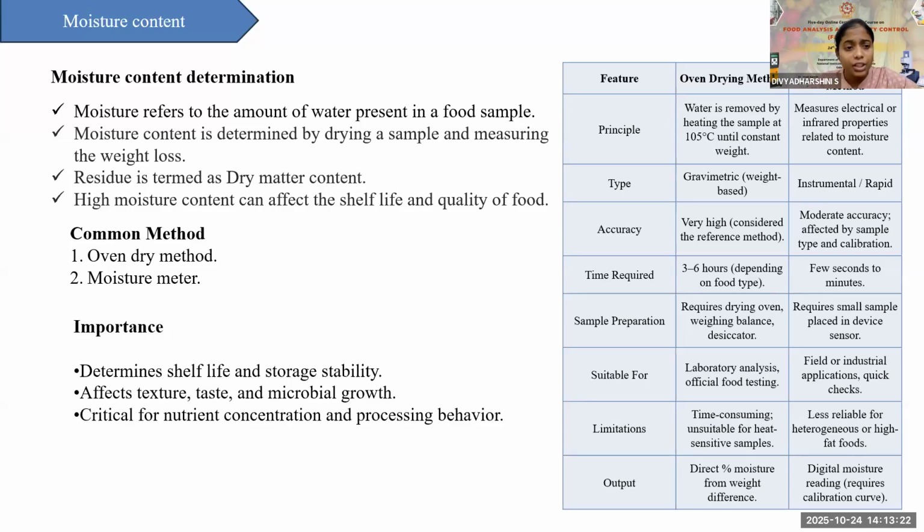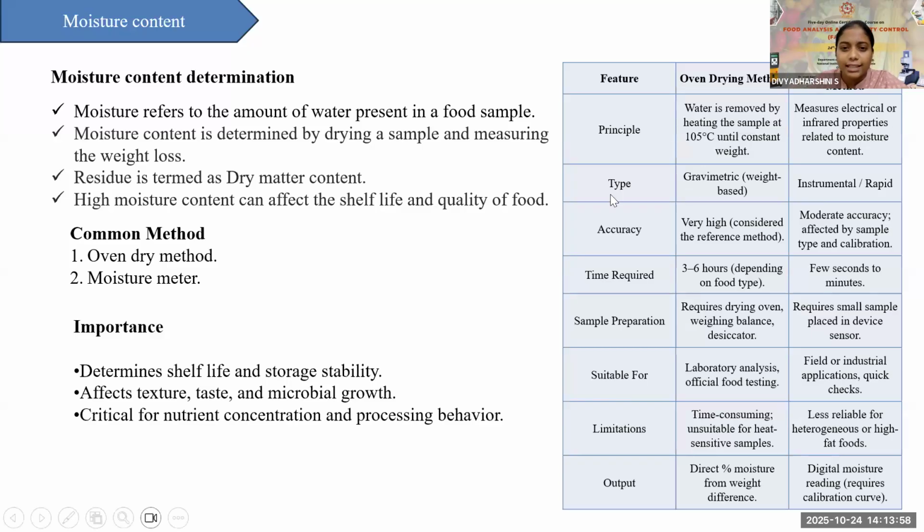So there are two common methods available. One is the oven dry method, another one is the moisture meter. I will explain the features first. In the oven dry method, the principle is that water will be removed by heating the sample at a constant temperature, which is 105 degrees Celsius, in a hot air oven. Whereas in a moisture meter, we will be measuring using infrared properties with a halogen heated lamp. We will be heating the sample in powder form.